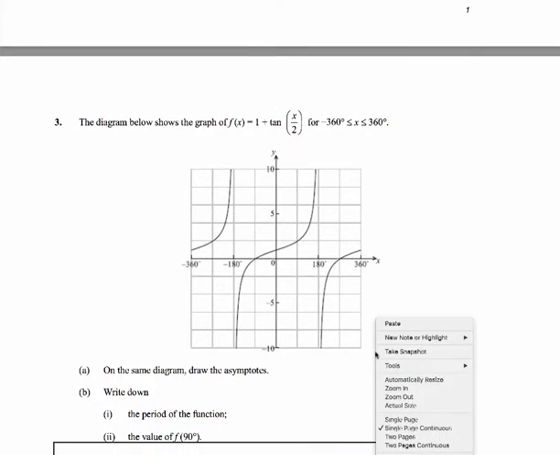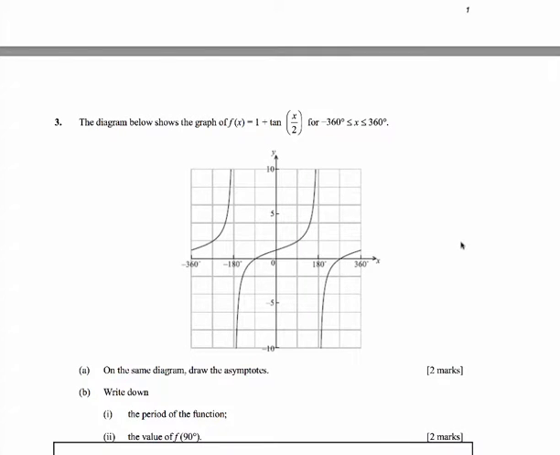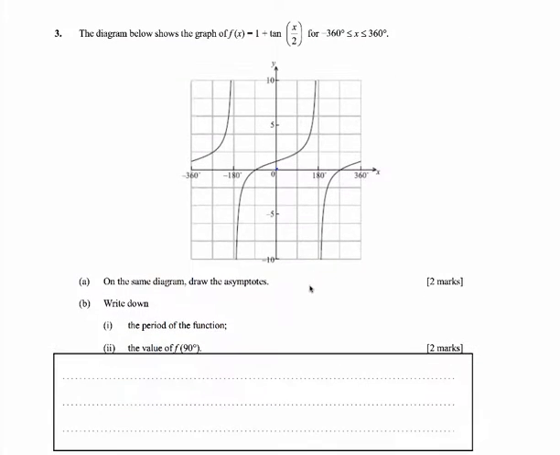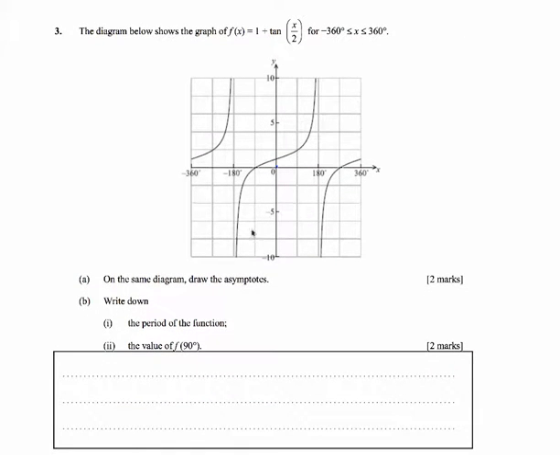Okay, tan. It's translated up by 1. That makes sense because it doesn't go to there. And its period is from pi to 2 pi. Okay, good. Draw the asymptotes. It can only mean the vertical asymptote. So that is 1. That is 2.